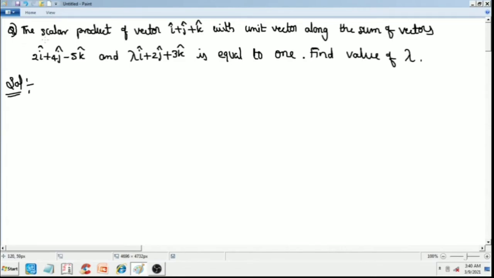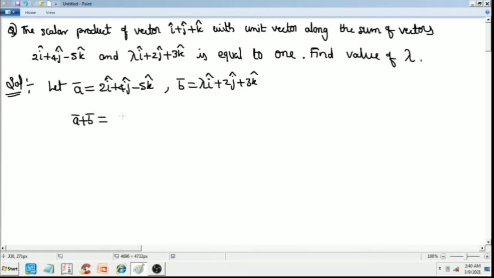Here, given the question: the scalar product of a vector with the unit vector along the sum of these two is equal to 1. Find the value of lambda. In order to find lambda, first we need to find the unit vector along the sum of the vectors. Let us assume this vector a bar is equal to 2i plus 4j minus 5k. B vector is lambda times i plus 2j plus 3k. So the sum, he said, so add it.